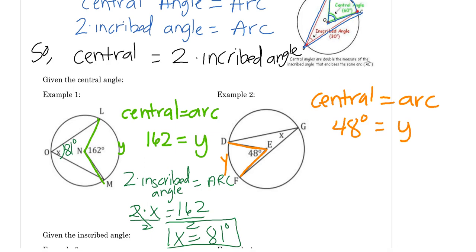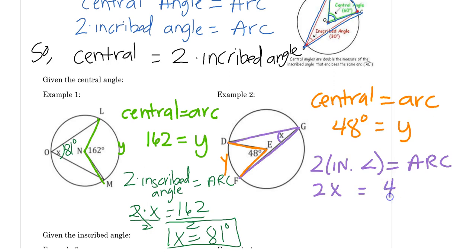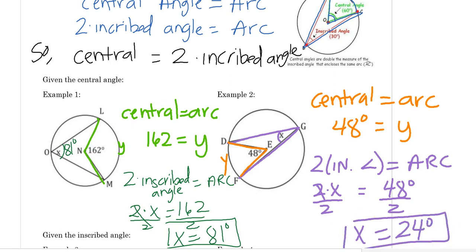If I'm looking at my inscribed angle now, I see that X, DGF, 2 times my inscribed angle equals my arc. So 2 times, I do not know what my inscribed angle is, so that's just X, right? But I do know that my arc is equal to 48 degrees. Try to solve for X. So that's being multiplied, so I'm going to do the opposite operation and divide on both sides. Therefore, X is equal to 24 degrees. So this right here is 24.